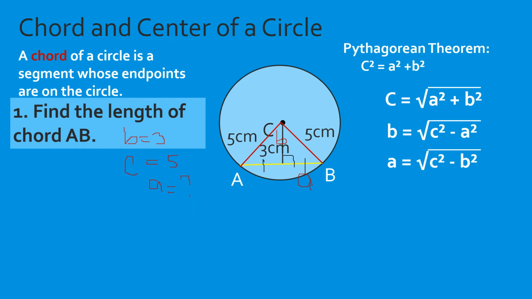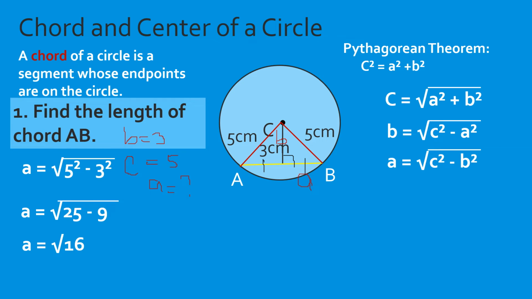So that is now a is equal to the square root of c, which is 5, squared, minus 3 squared. So 5 squared means 5 times 5, and that is equal to 25, and 3 squared means 9. So 25 minus 9 is equal to 16. And what is the square root of 16? That is 4. It means that the value of a here is equal to 4. So this is 4 centimeters. And this is also 4 centimeters here.